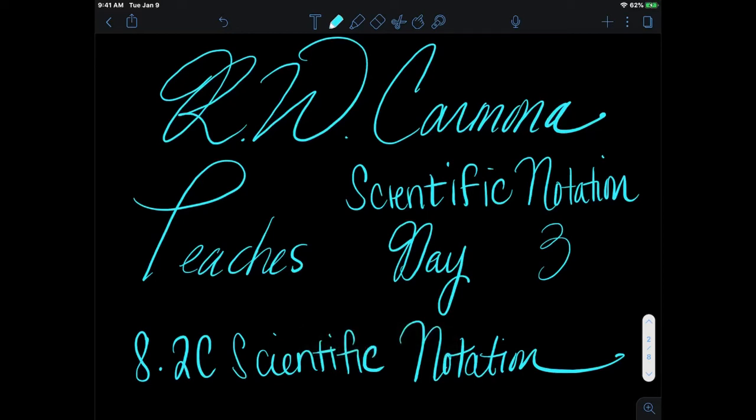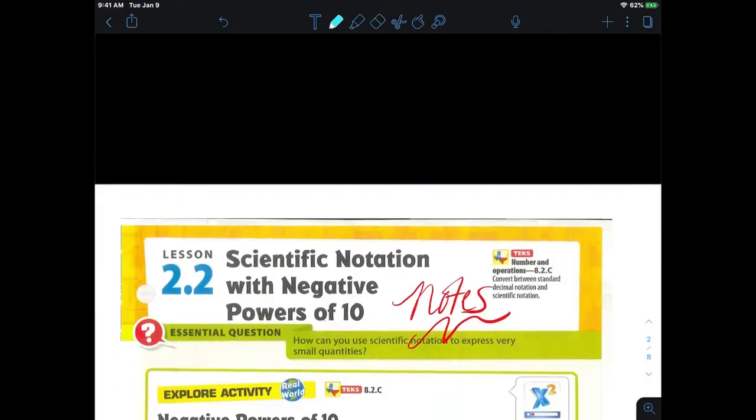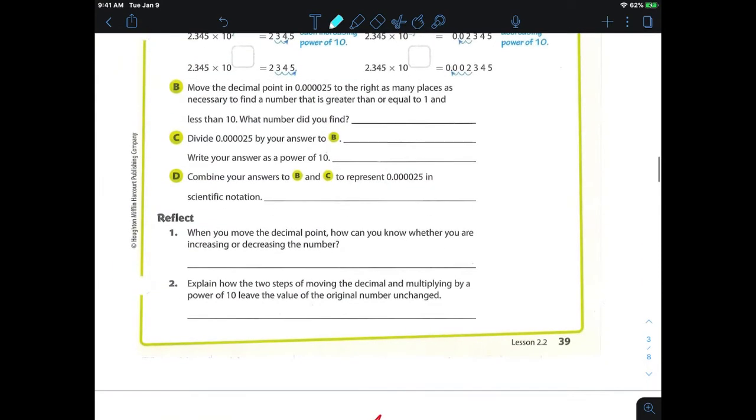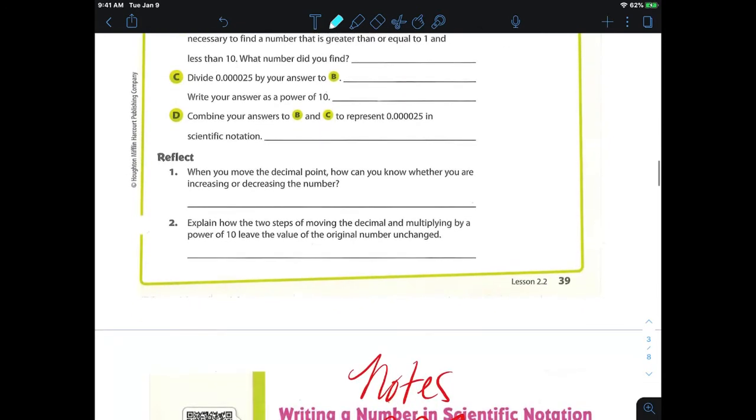All right, scientific notation, day 3. So today we're going to continue to review scientific notation. I'm going to do a couple of example problems, and I'm going to show you a magic trick in the calculator. All right, so first let's go ahead and go through a couple of examples.